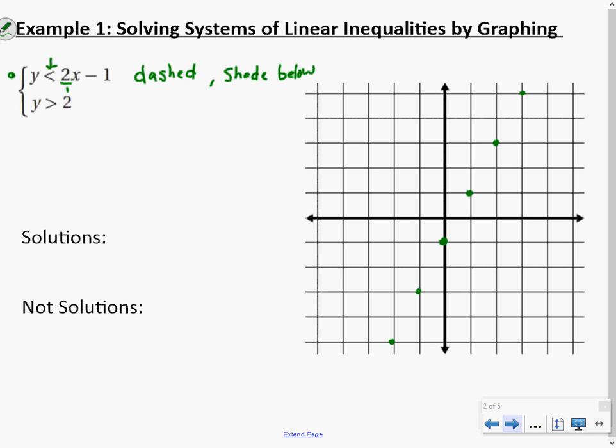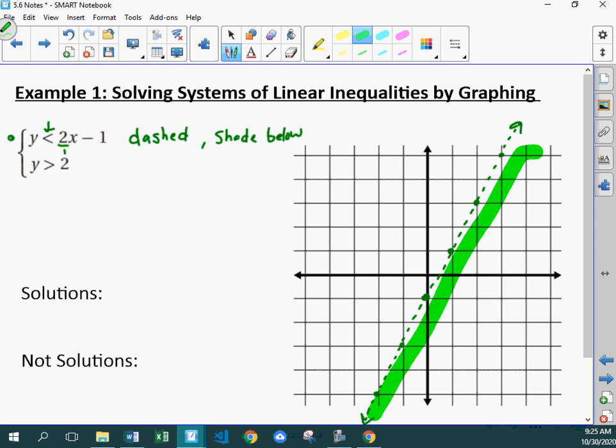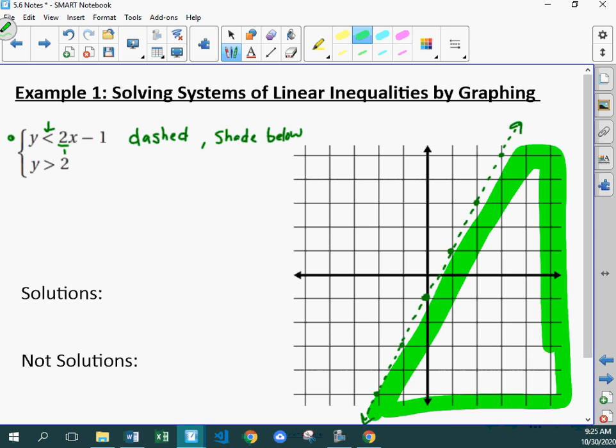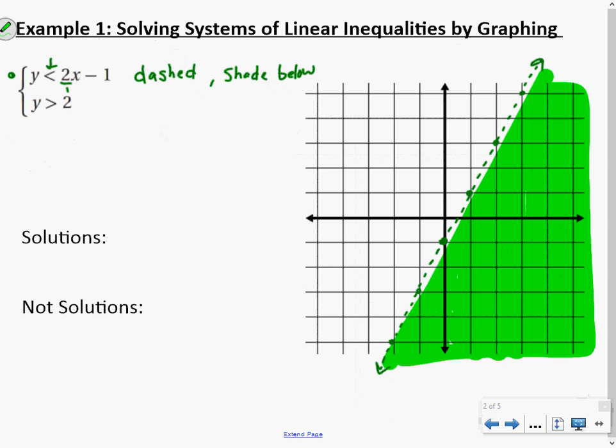So let's go ahead and connect with a dashed line here. And then let me get a highlighter, and we are going to shade below this line. All right, let's do green again. So shading below the dashed line here. So we're going to shade this entire region. Okay, so any point inside of this shaded region, the green shaded region right here, is a solution to that top inequality only.